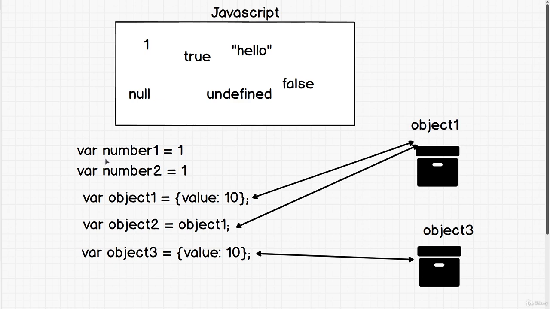So let's look over here as an example. When I say variable number1 equals 1, JavaScript knows what 1 is. It's a number, and it's a primitive type. It's always the same thing. It's immutable. Every time it uses a 1, that's the same one that JavaScript knows about. When I do variable number2, it's using the same number1 that JavaScript knows about. However, when we created object1 equals value 10, and object2 equals object1, and object3 equals value 10, well, those were created by the programmer. They're reference types.